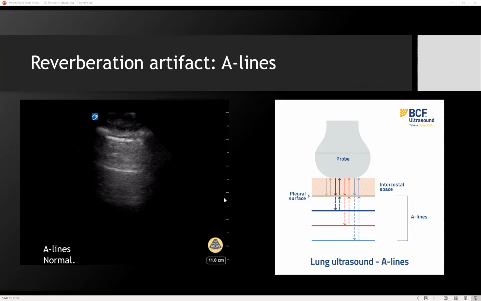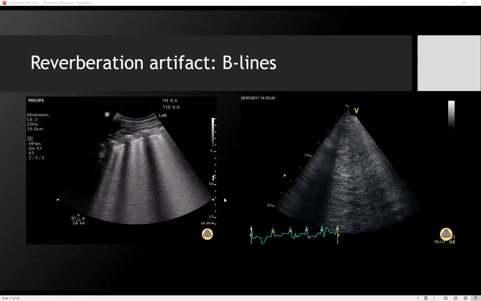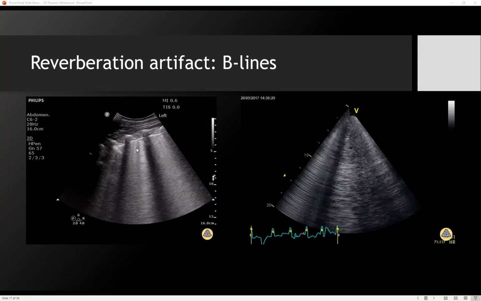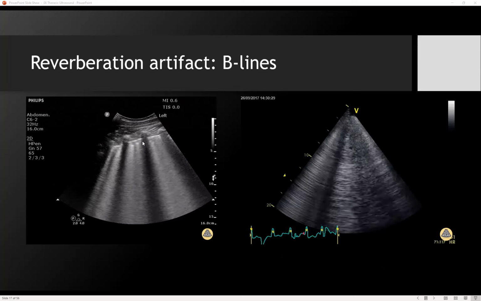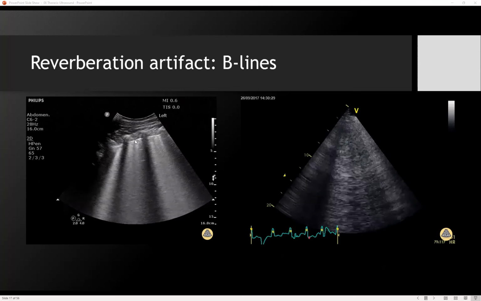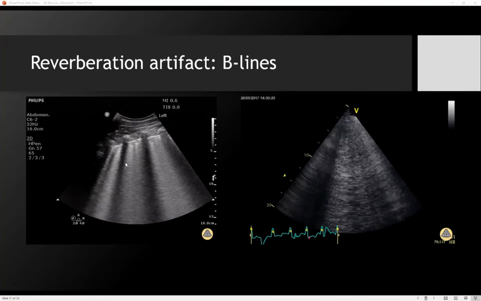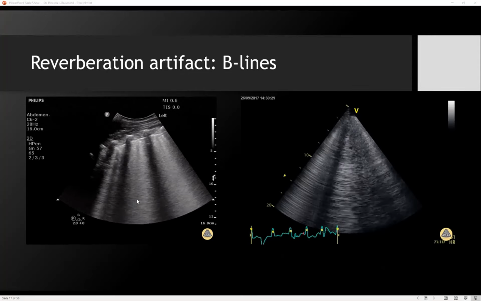Okay. Now, these are normal. Then you have B lines. Now, B lines here are these white waves that are sort of emanating from the pleural surface. They move with the pleura. The pleura moves, lung sliding. We're going to get to that soon. Sometimes there are so many that they coalesce into one big beam, almost like here. But these are B lines.